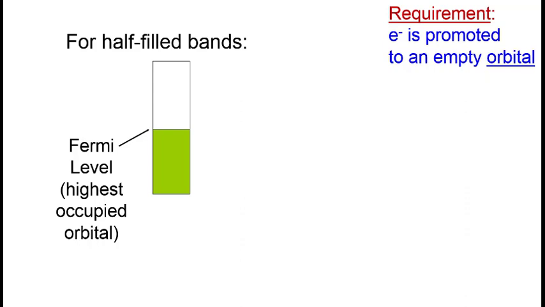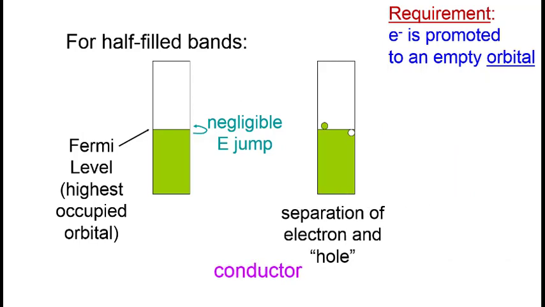For half-filled bands, the highest occupied orbital is called the Fermi level. Given our requirement that an electron needs to be promoted to an empty orbital, not an empty band, it only requires a negligible amount of energy to move an electron from the Fermi level to an empty orbital. Some scientists will speak of the separation of an electron and a hole. A hole is essentially an open spot in what was a filled orbital. It allows the separation of a negative electron and a positive hole, but only requires a negligible amount of energy to do so. This material would be a conductor.